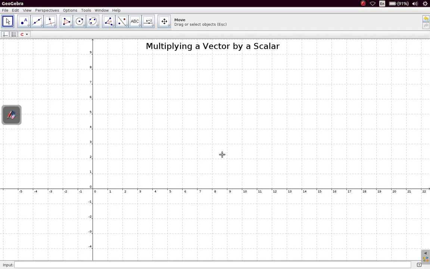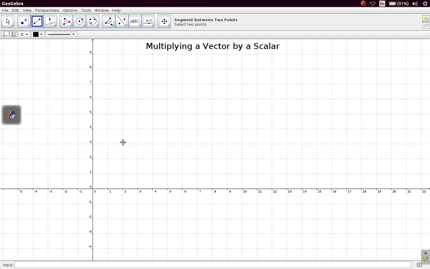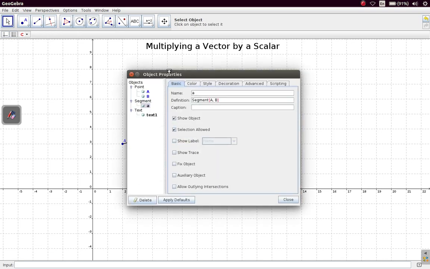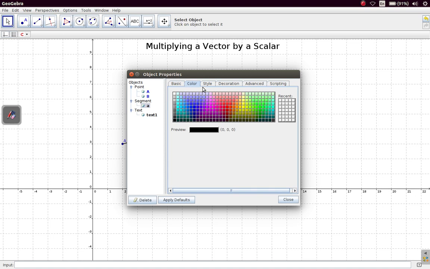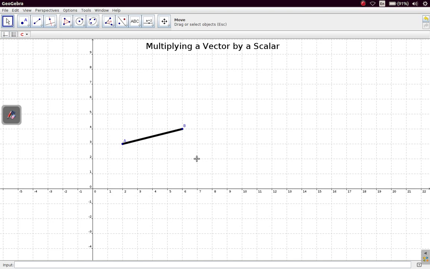Let us multiply a vector by a scalar. A scalar means just a number. So let's look at this vector here. We have this vector going this way. Nice. Now let me just dress it up a bit. I'll keep the color and increase the thickness. So this is vector AB.